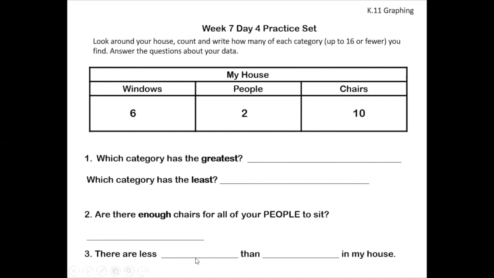There are less blank than blank in my house. There are less windows than chairs in my house. I wouldn't say that there are less windows than people, because people is the least. I could say there are less people than windows in my house, because people has 2 and windows has 6.